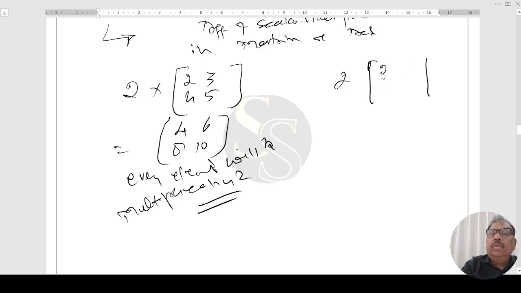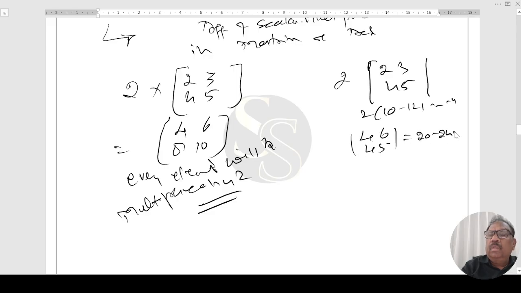In case of a determinant, take 2, 3, 4, 5. Its value is 10 minus 12, that is minus 4. On multiplication by 2, we will get 4, 6, 4, 5. The value is 20 minus 24, that is minus 4. Its answer can be 2, 3, 8, 10.